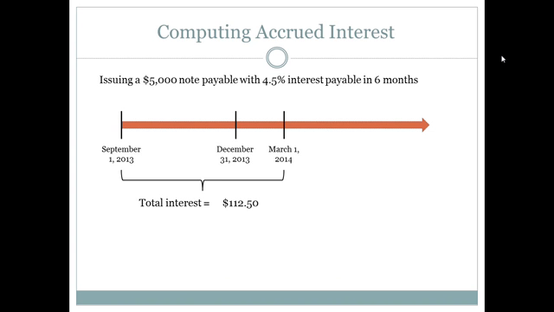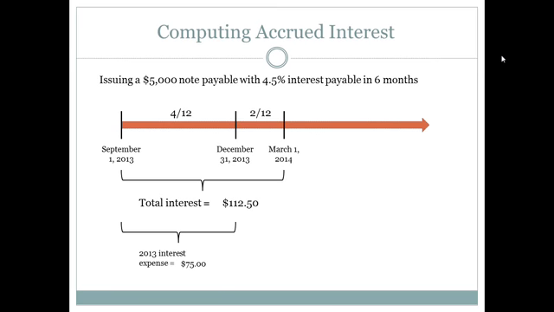What we need to do, however, is split that $112.50 into 2 fiscal periods. Part of that relates to 2013, part of it relates to 2014. And U.S. GAAP requires us to use what's called the matching principle, matching revenues and expenses in the period in which they are incurred or accrued. And so since the note will have only been outstanding for 4/12 of the year in 2013, that's the portion of the interest that we need to recognize in 2013.